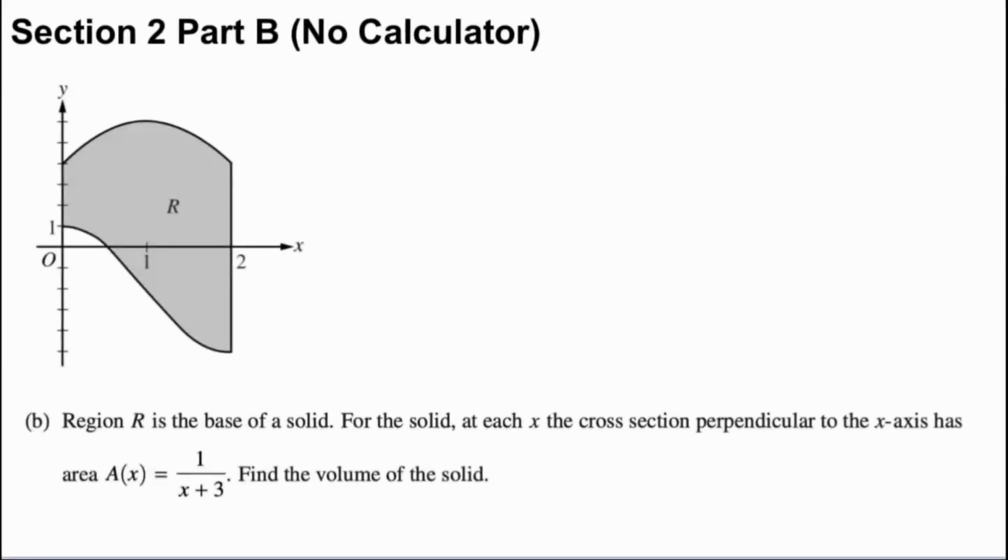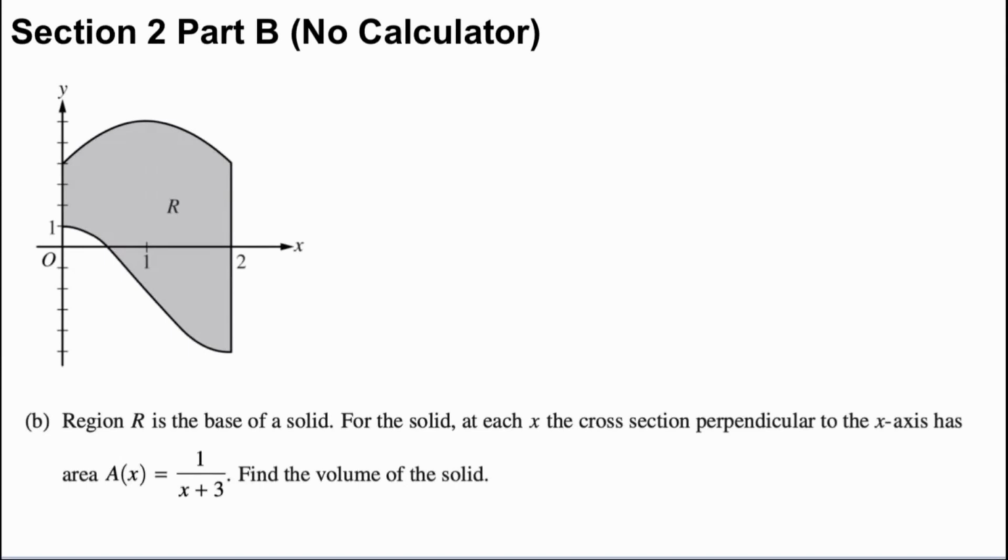Now, part B. Region R is the base of a solid. For the solid at each x, the cross-section perpendicular to the x-axis has an area A of x is equal to 1 over x plus 3, and we are asked to find the volume of the solid. So this is kind of one of those things that tests your concepts, your knowledge of calculus in a way that isn't typical of the AP exam. You have to know that when you integrate an area function, it'll yield the volume over a certain interval, because volume is the accumulation of infinitesimally small pieces of area over an interval.